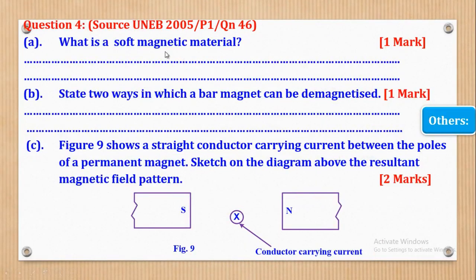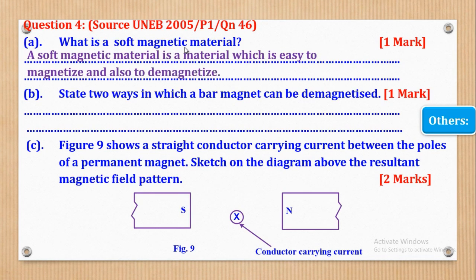So question 4 came from UNEB 2005, paper 1, question 46, and part A says, what is a soft magnetic material? We shall say that a soft magnetic material is a material which is easy to magnetize and also to demagnetize. So when you write that, that will be 1 mark. Now part B says that state 2 ways in which a bar magnet can be demagnetized.